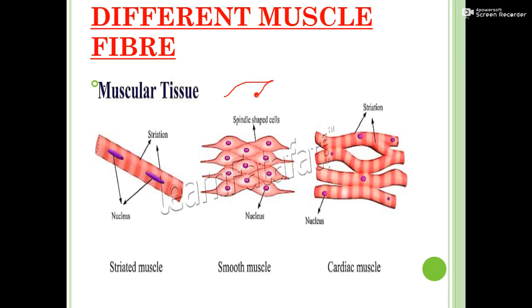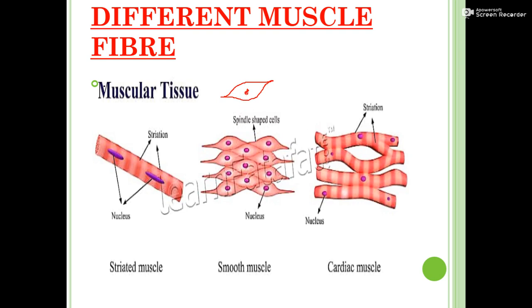It is thick from the center and thin at the corners. And this one is the nucleus which is present in it. It contains only one nucleus, and this kind of shape is known as a spindle shape, whose edges are pointed and thin. So these muscles are also known as spindle muscles. It is written here spindle shaped cells. So these are spindle muscles also.